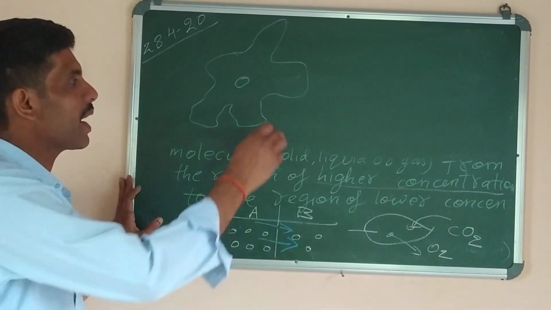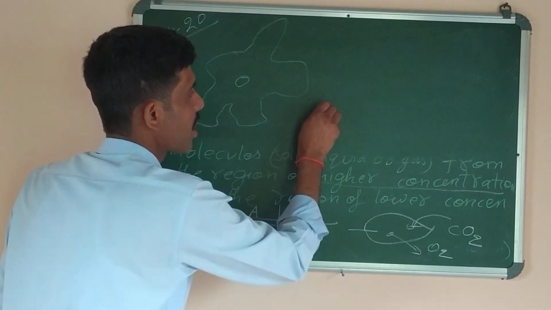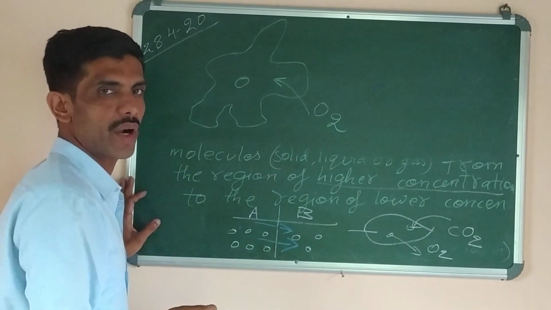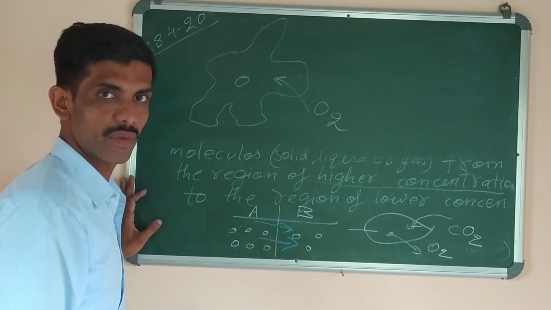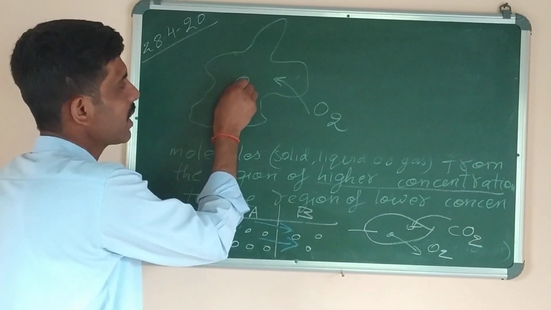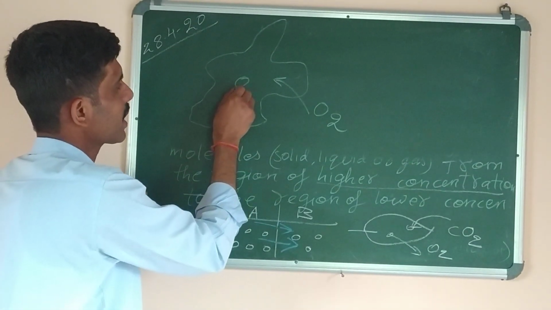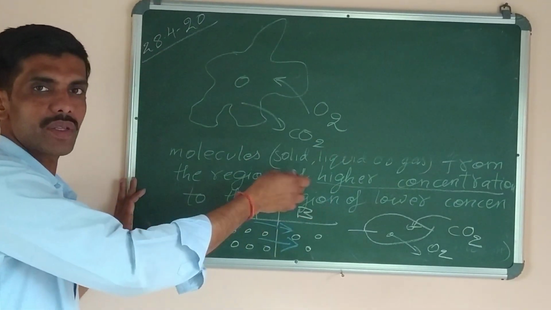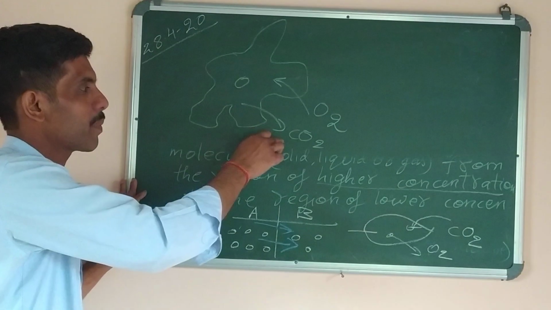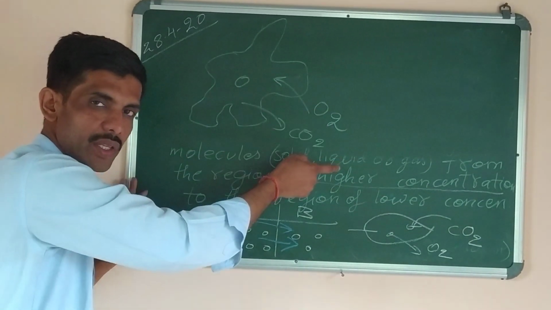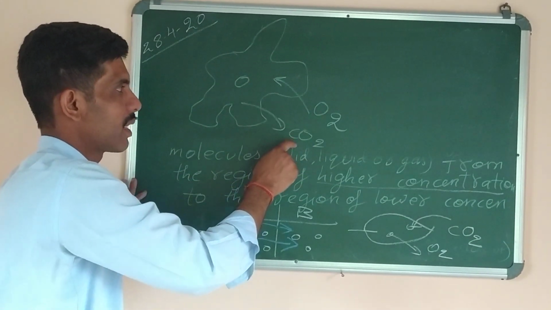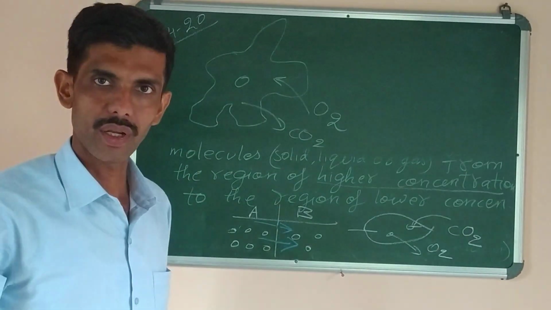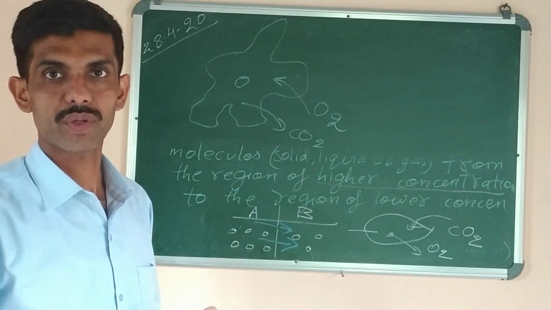So when amoeba needs to take oxygen, this oxygen molecule can directly diffuse into its body by the process of diffusion. Okay? Similarly, when it needs to remove or throw out carbon dioxide, the carbon dioxide molecules can move outside the membrane by the process of diffusion. So exchange of oxygen and carbon dioxide in unicellular organisms occurs with the help of diffusion. Diffusion is the process which is utilized here.